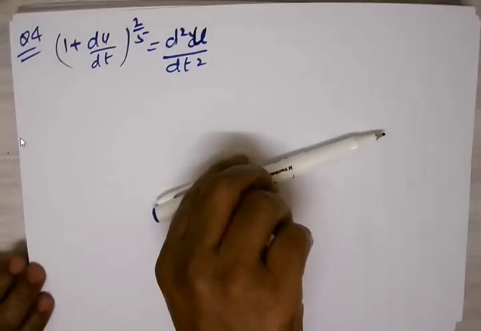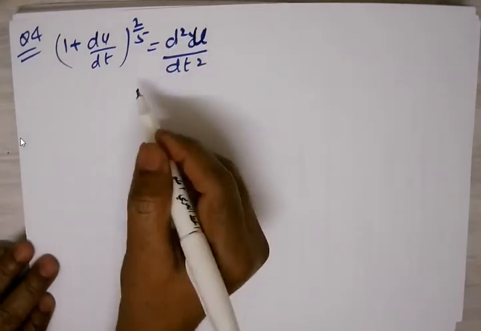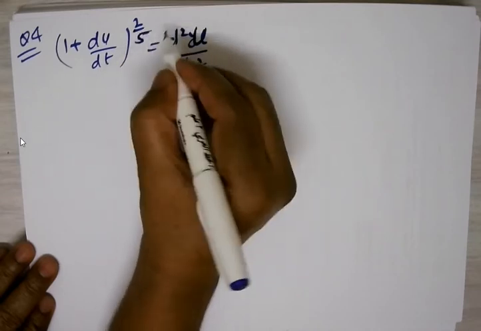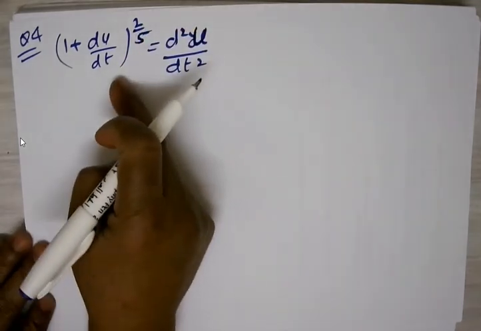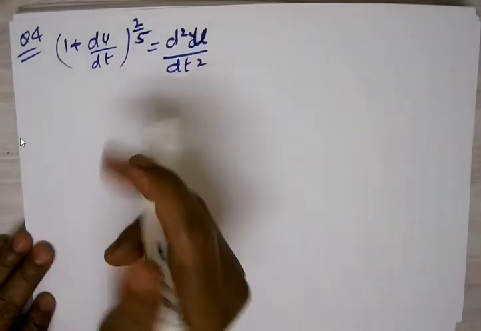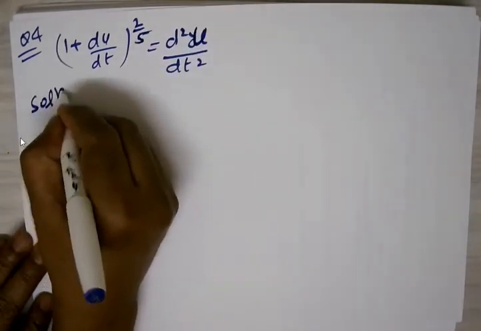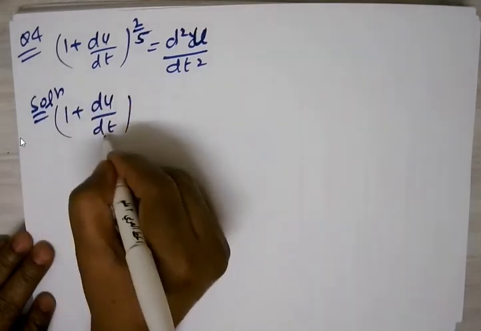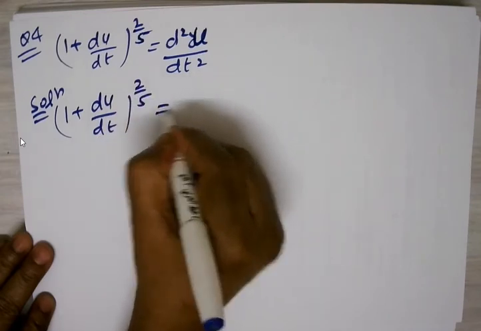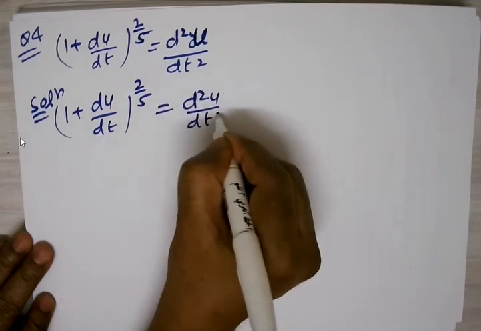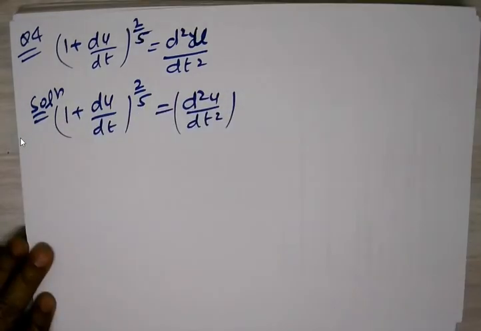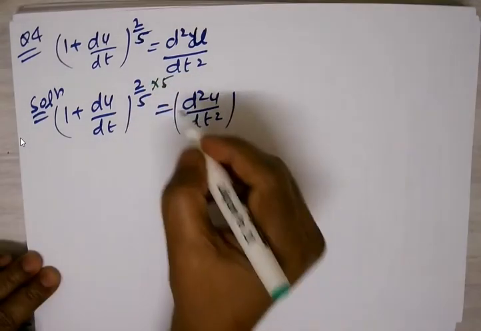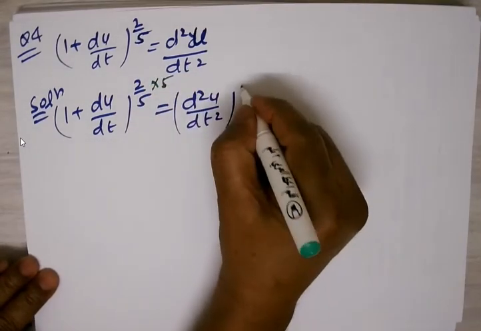Question number 4 is again to find the order and degree. Here the power is 2 by 5, so this is again a rational number. If you want to find the order and degree, first of all you have to remove the fractional part. So we can write (du/dt) times (1 plus (du/dt) squared) to the power 2 by 5 equal to d²u/dt². A rational number 5 is given here, so we have to cancel this 5 by multiplying by 5 here, and we need to multiply here also.